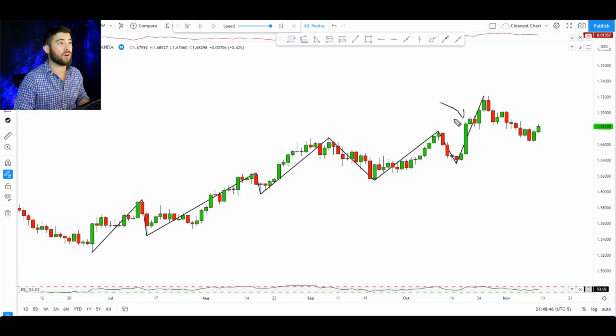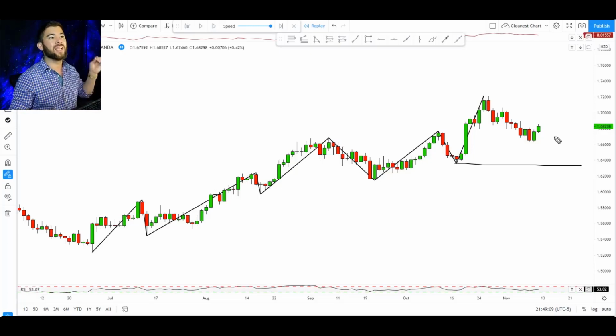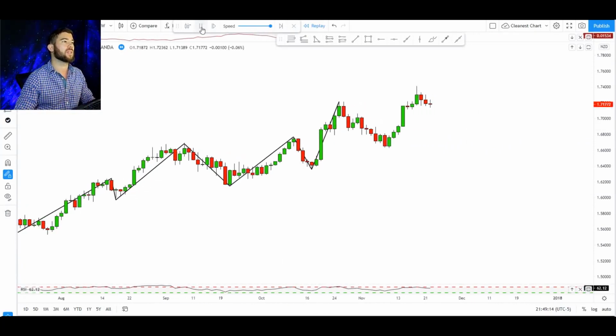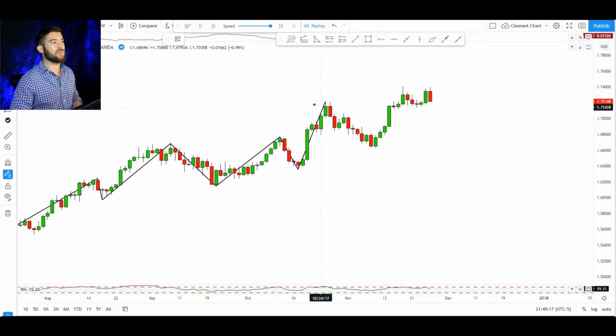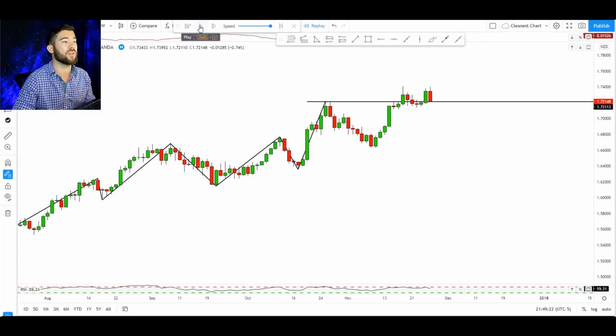This pullback after our impulsive move cannot break and close below the low of our previous pullback. This is the low of our previous pullback. So if this market does this, then we're expecting what? A possible reversal. We're expecting this market to possibly head lower. But as long as we stay above this previous pullback, we're still considering this market in an uptrend, still looking for buying opportunities. Let's see what this market does. Boom. Just like that, we break into new structure highs, continuing this uptrend here on the Euro New Zealand.